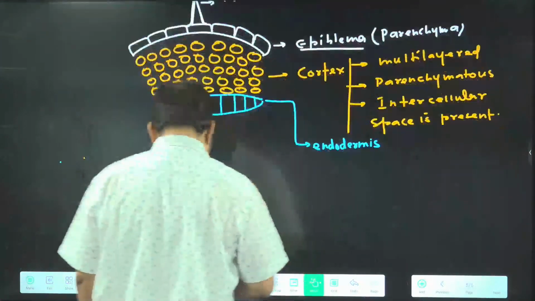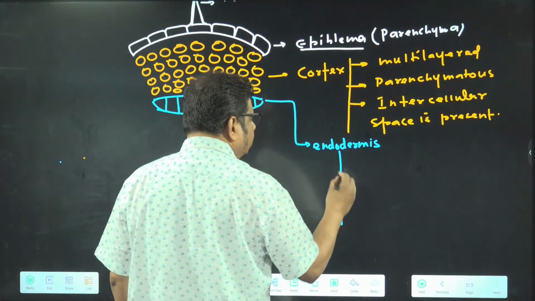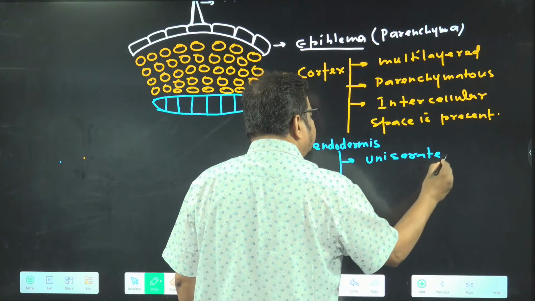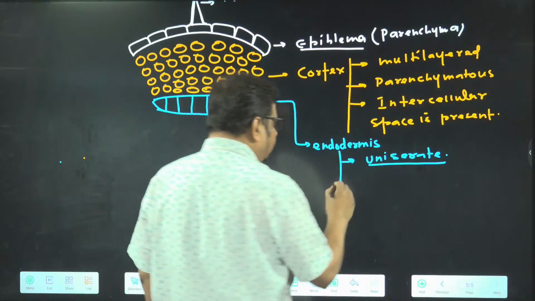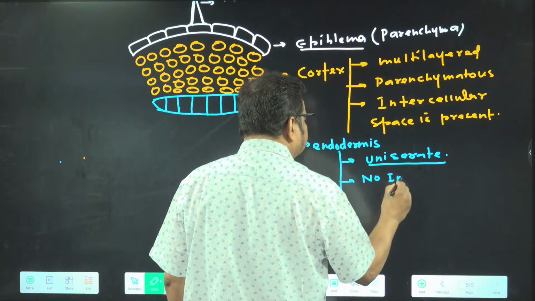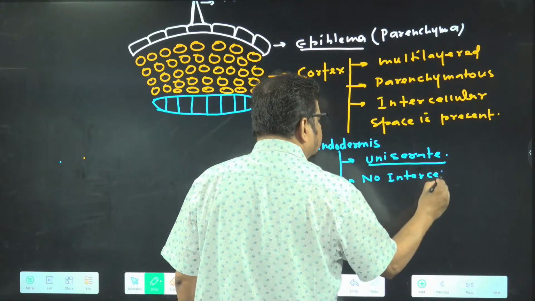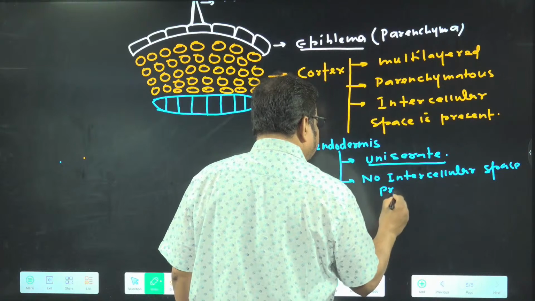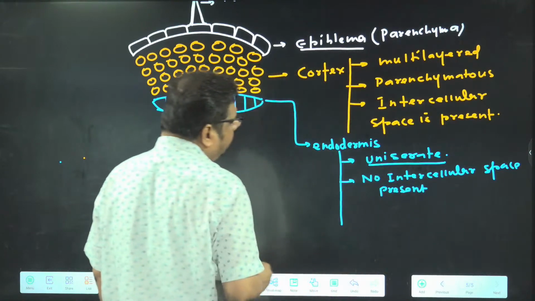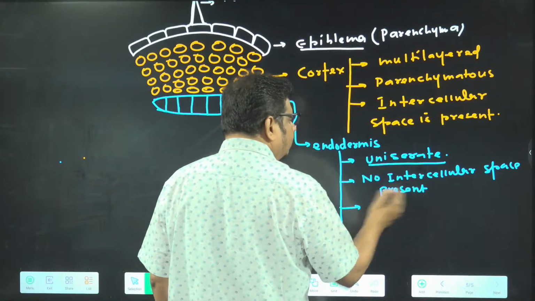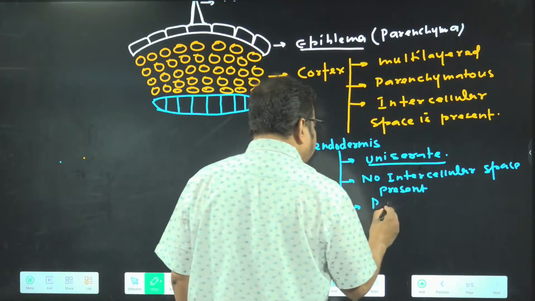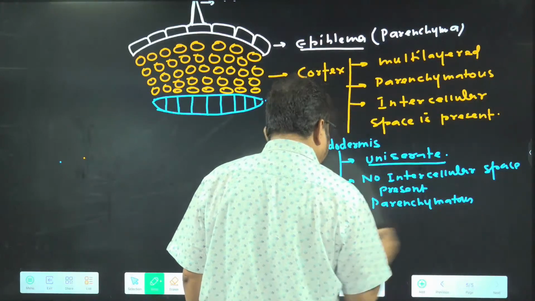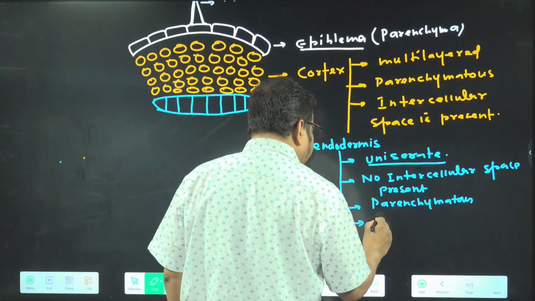Endodermis. So what are the peculiarities we find in this layer? I am just writing. It is uniseriate. Uniseriate means made up of a single layer. Right, no intercellular space present in the endodermal layer. After that, what you will find: intercellular space is absent, it is uniseriate, it is parenchymatous. Which kind of simple tissue is there? Parenchyma is there. So it is parenchymatous and it's a barrel shaped cell.